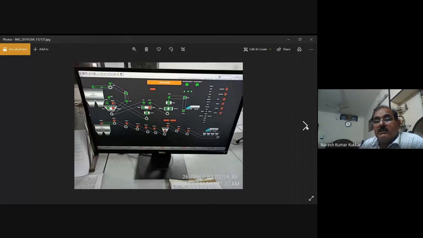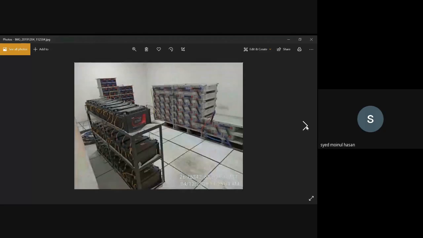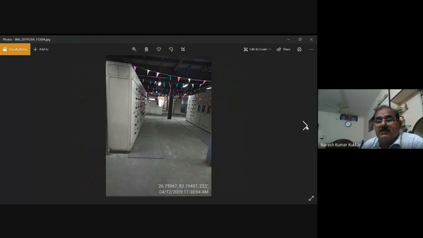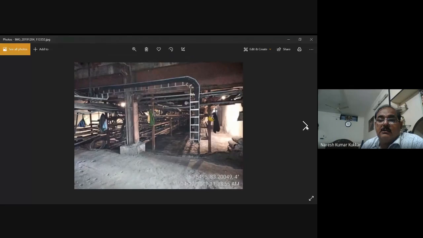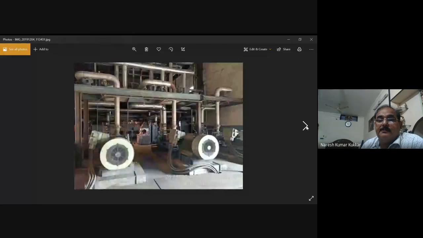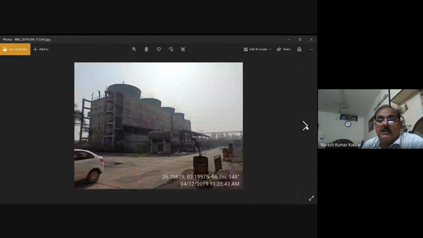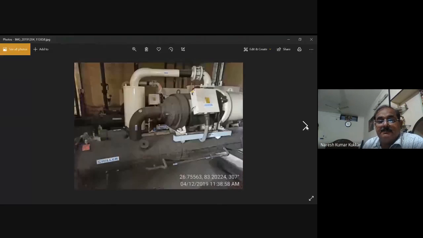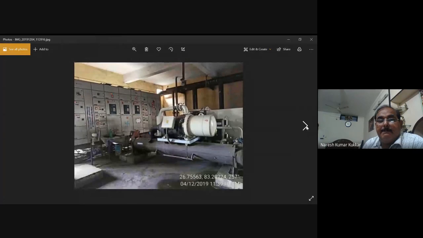Now how does it work? It's a process, one by one. Automation. Yes, total automation. I'll show you the basic area from where it starts. What is this? Can you identify? Cooling tower. Yes, cooling tower. This is chiller plant.